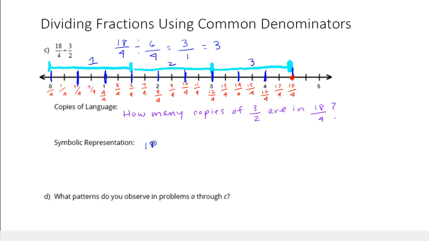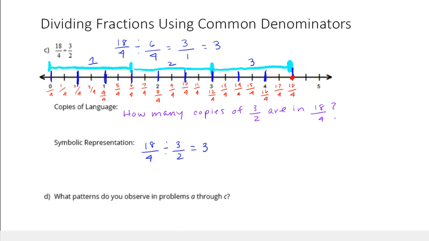Symbolically, 18/4 divided by 3/2. Well, we just found that result is 3. We already saw up here, if we change 3/2 to 6/4, our result was 3 over 1, which is 3.